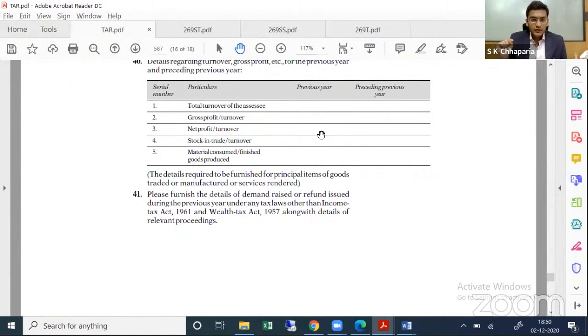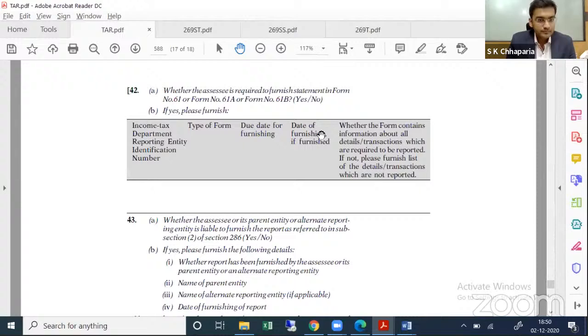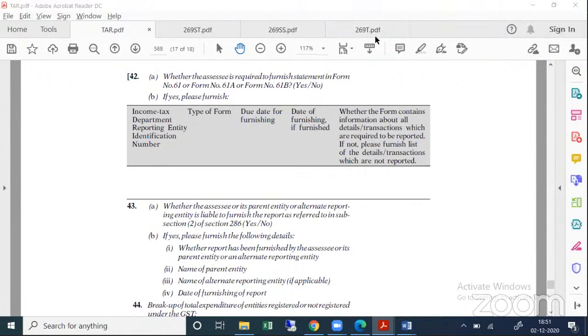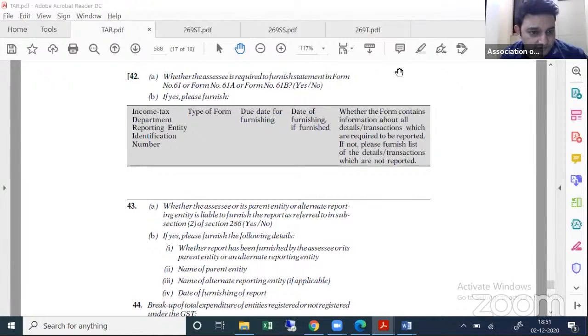Next clause, please. Clause 42. Reporting for furnishing 61, 61A, 61B. So if we have any member who would like to discuss on this particular clause 42 and throw some light. Vikas, will you take this up? Vikas, are you there? I'm not sure Bhaiya can hear us.